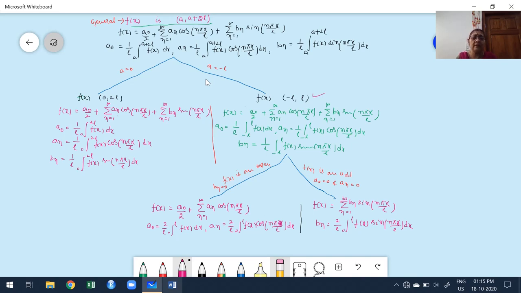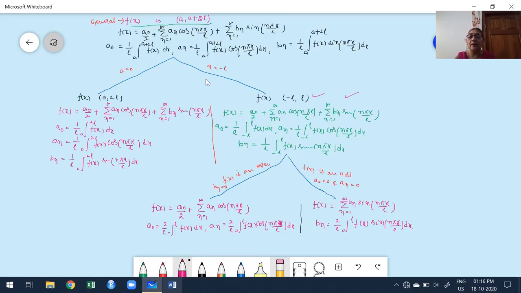We are constructing the Fourier series based on a0 and an, and the formula for a0 and an is 2 by L, integral from 0 to L. It is not necessary to take the entire limit; we only have to evaluate half of the given interval, which gives us the same answer. If you want to construct it using the other case, f of x from minus L to plus L, we get the same thing.